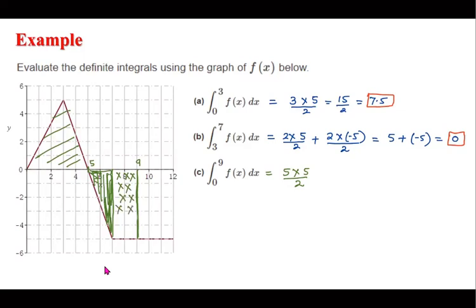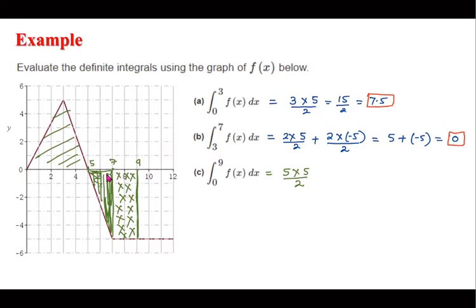Okay, triangle plus that rectangle. So the total area from 0 up to 9, or the value of the definite integral from 0 up to 9, is the area of the triangle above the x-axis, plus the area of this triangle below the x-axis, which is from 5 up to 7.